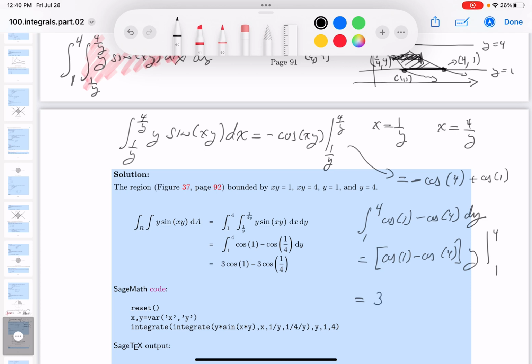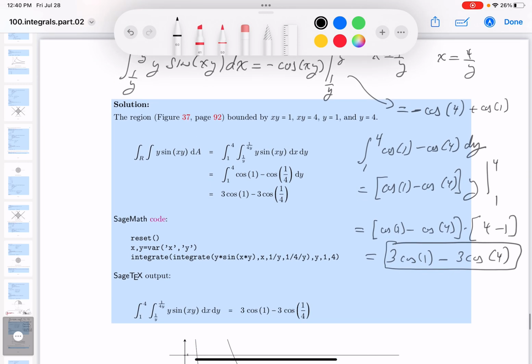So what do you get over here? 3. Maybe I'm going too fast with that. I always say it's not going too fast because I see something. Cosine 1 minus cosine 4. And then what do you get there? You get 4 minus 1, which is 3. So what do you get? 3 cosine 1 minus 3 cosine 4.